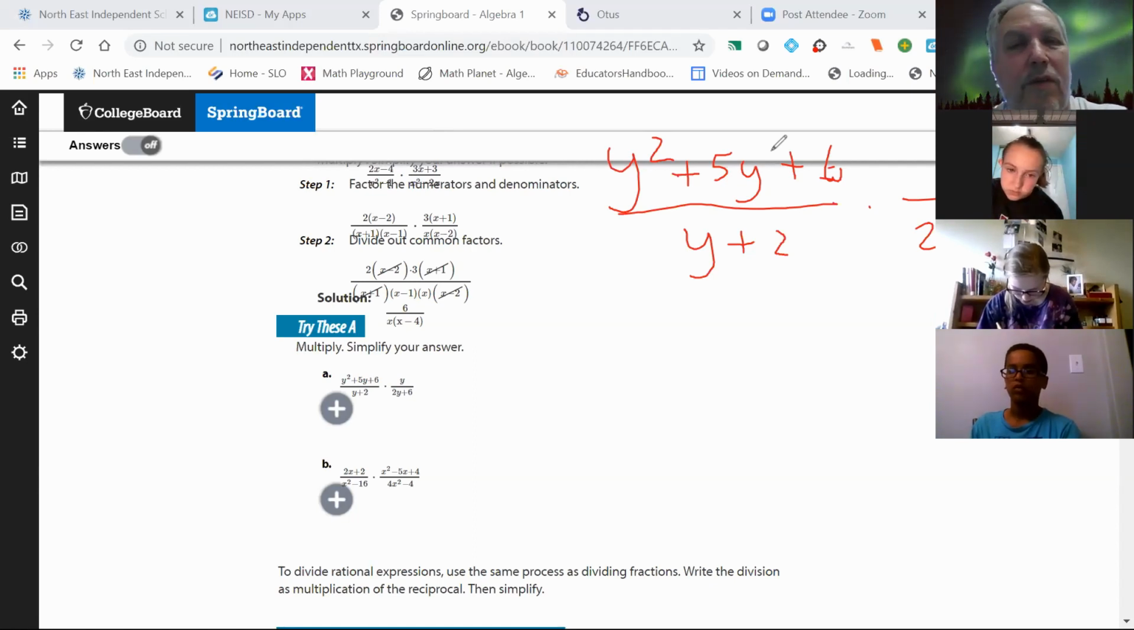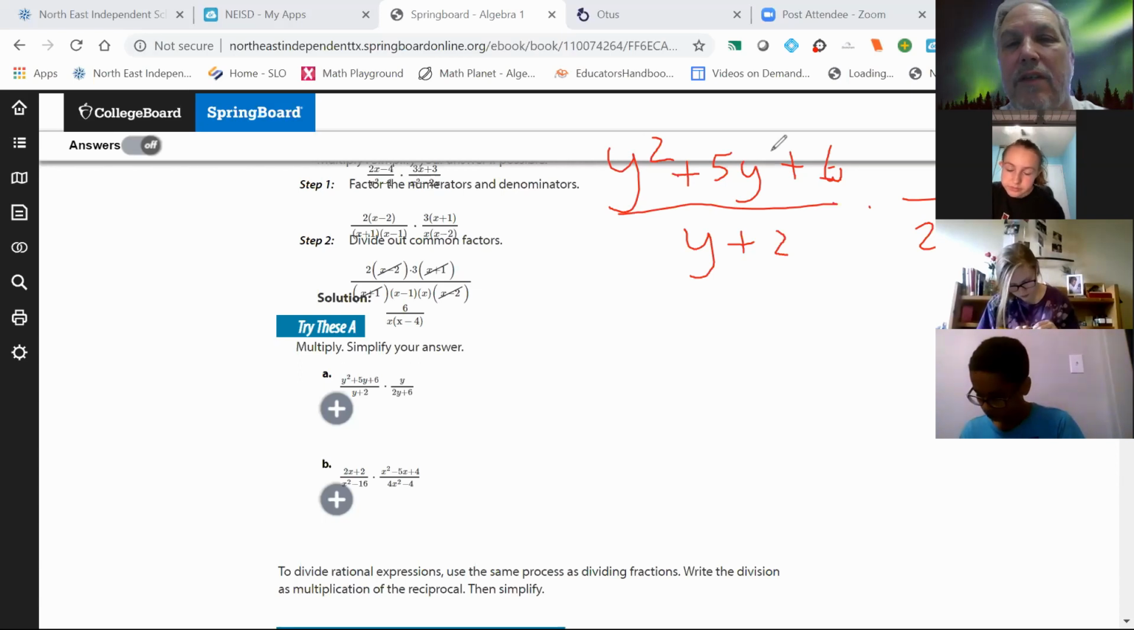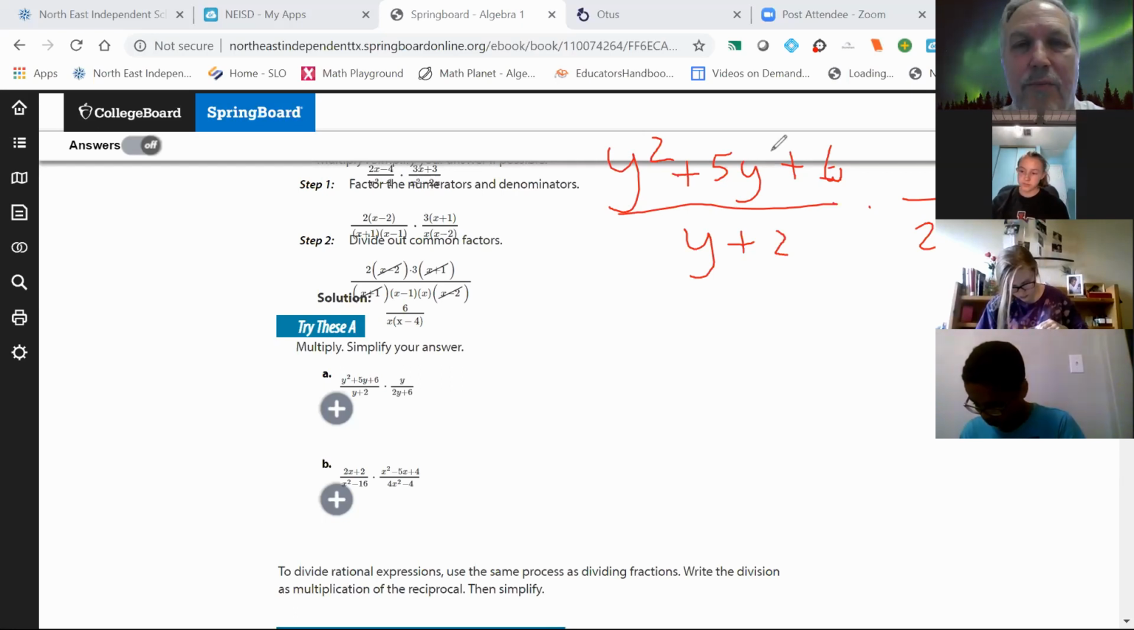And the first thing we want to do is look and see, hey, is there a greatest common factor greater than 1 that we can factor out? And in this case, there is not. And then we look to see whether there's a special product. If it's a trinomial, the only thing it could be would be a perfect square trinomial. Y squared is a perfect square, but 6 is not. So therefore, it is not a special product.